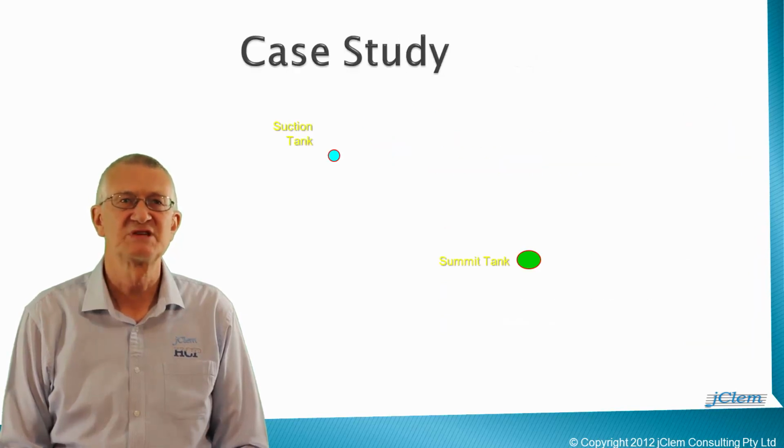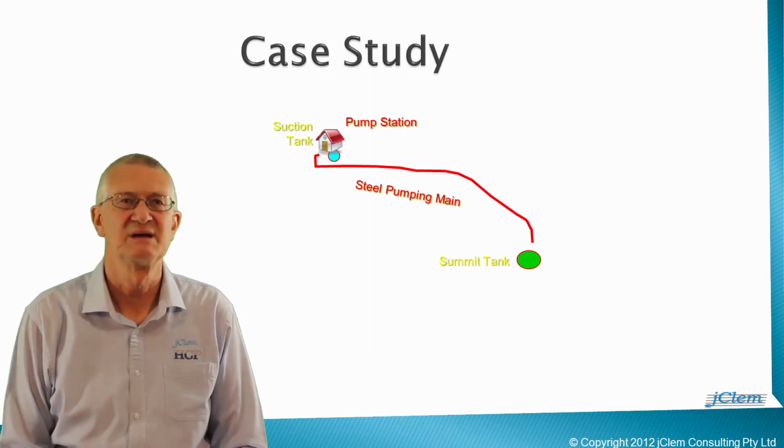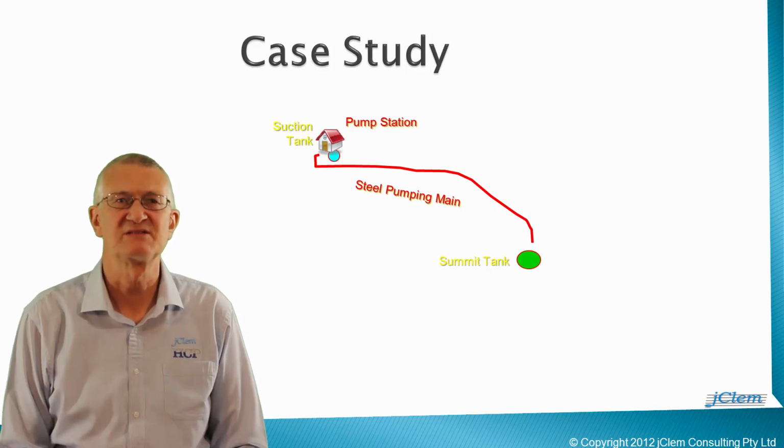So what type of system will the case study cover? The case study's system starts with 2 tanks, a suction tank plus a higher summit tank. Throughout the case study, your mission will be to undertake the transient analysis of the steel pumping main and the pump station which transfer water into the summit tank.